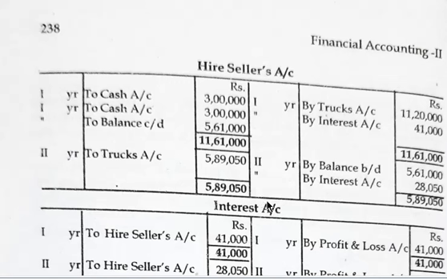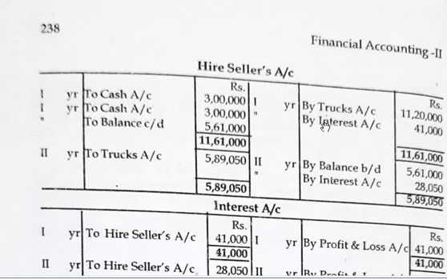Now the same way we will calculate the interest at the end of the first year. By interest 41,000, this we have calculated in the working note. Next, installment paid, it is to cash. Installment of 3 lakh each, so the installment amount is 3 lakh. The balancing figure is total and find out the balance. It is 5,61,000. Total it and bring the balance to the next year.